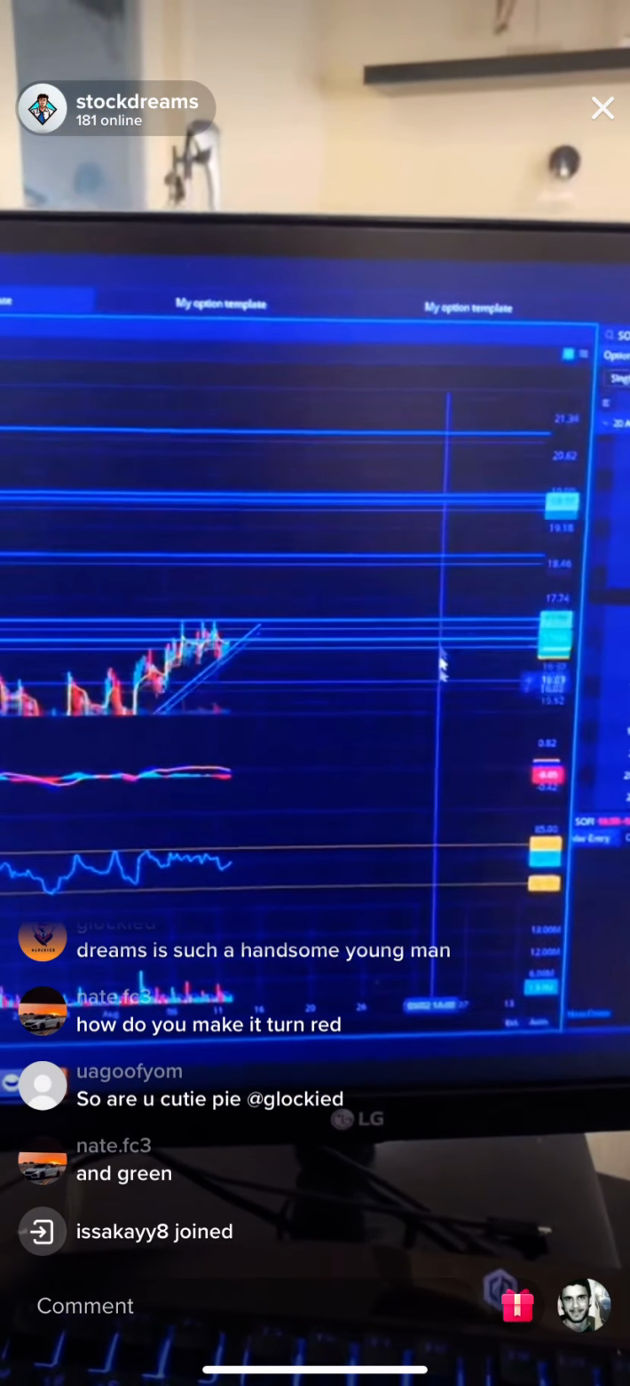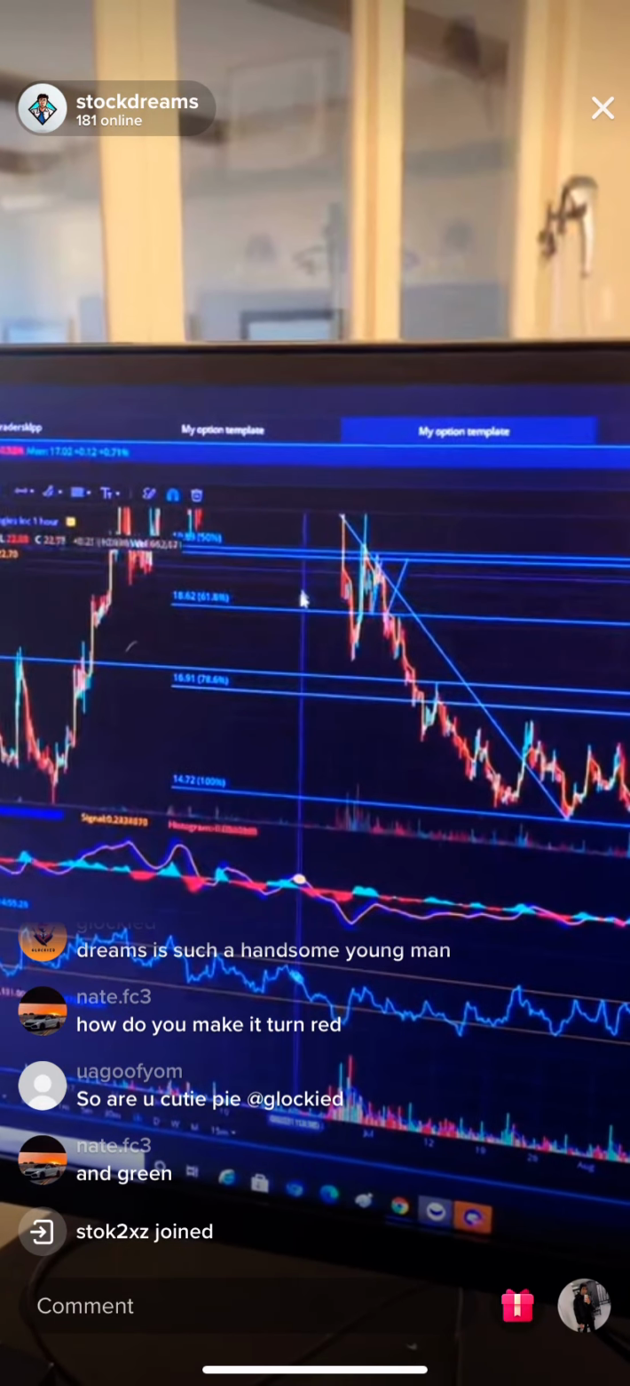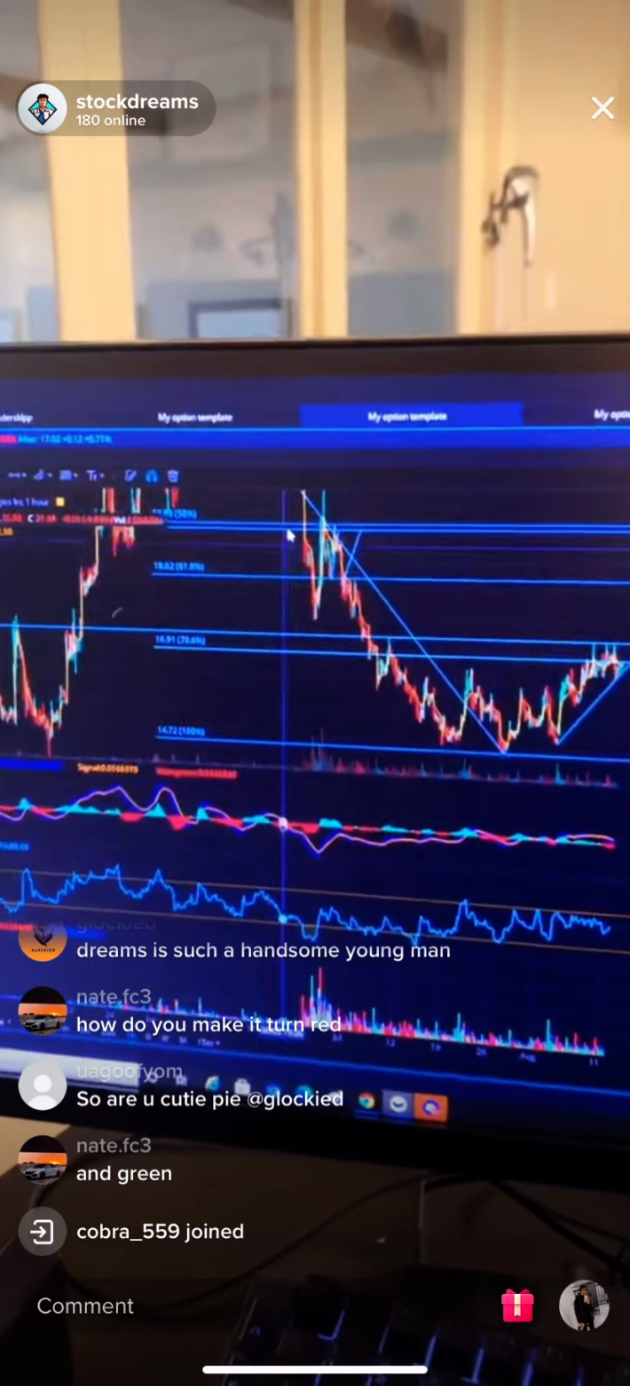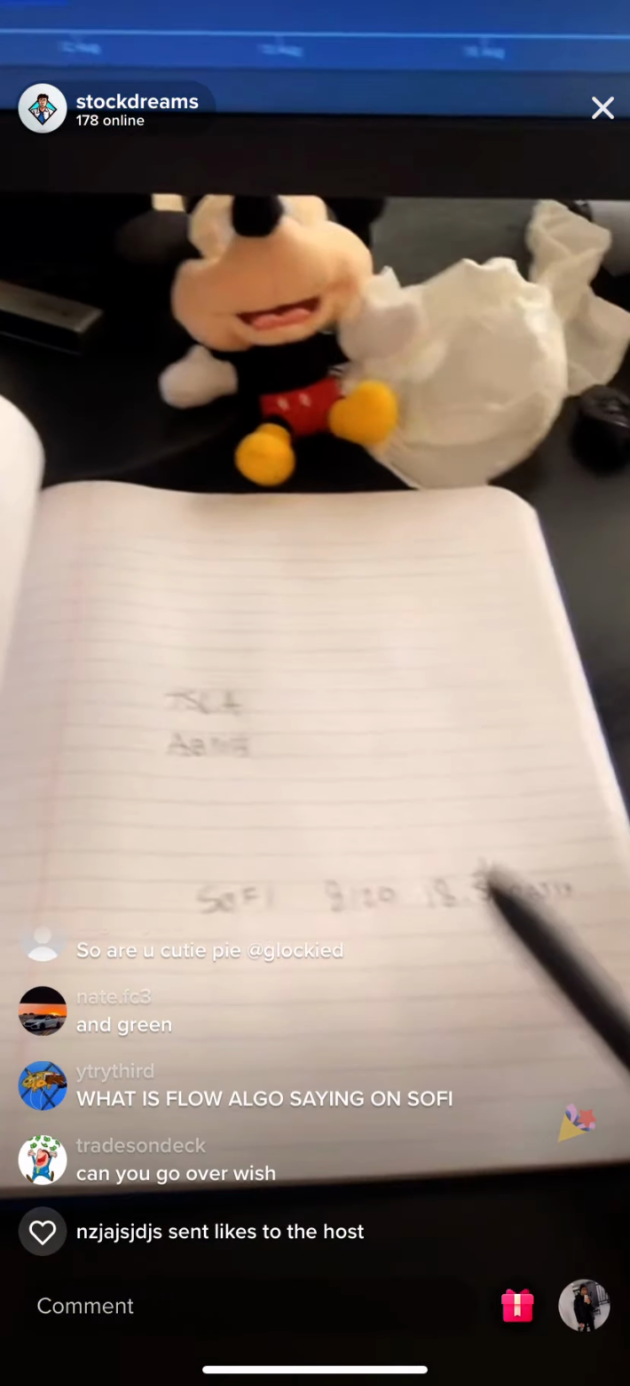All we need to do now is break out of this ascending triangle, and we can start moving back up to the average of the 50 to 61.8 range, which is going to be around $18 to $20. So SoFi, I'm really liking this right now. These calls are going to be money for me.